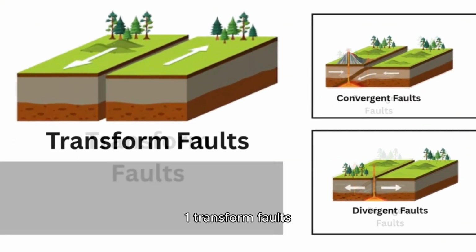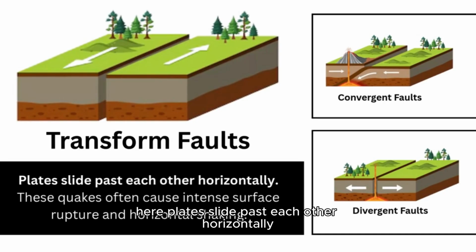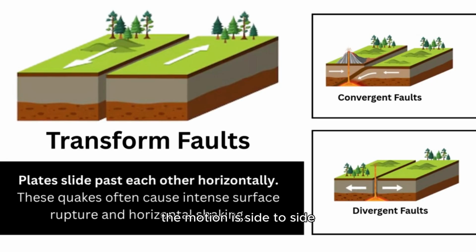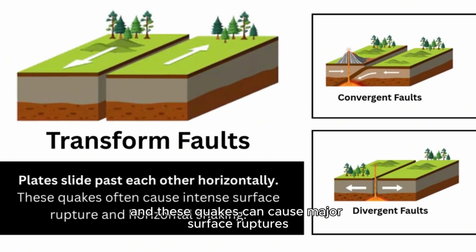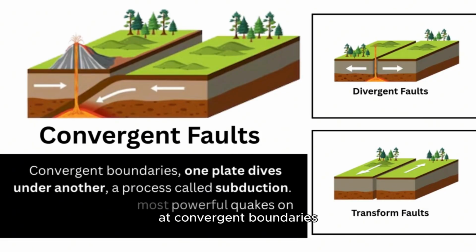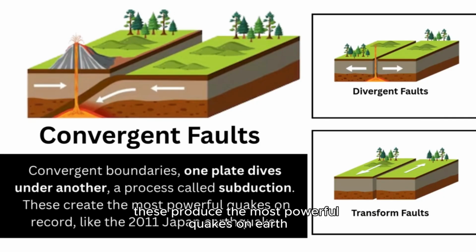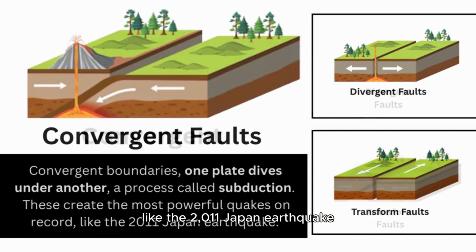1. Transform faults. Here, plates slide past each other horizontally, like the famous San Andreas Fault in California. The motion is side to side, and these quakes can cause major surface ruptures. 2. Convergent faults. At convergent boundaries, one plate dives beneath another in a process called subduction. These produce the most powerful quakes on Earth, like the 2011 Japan earthquake.